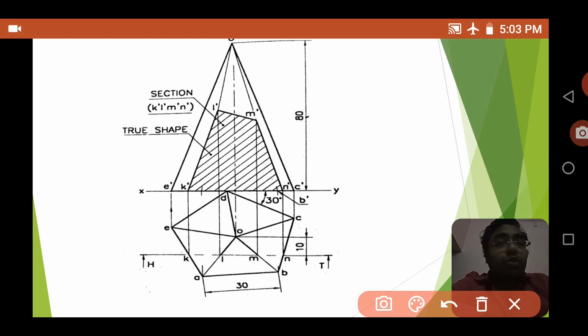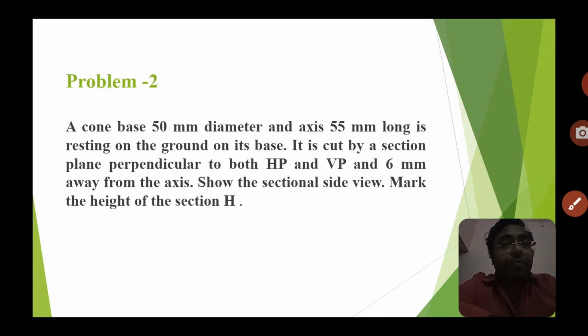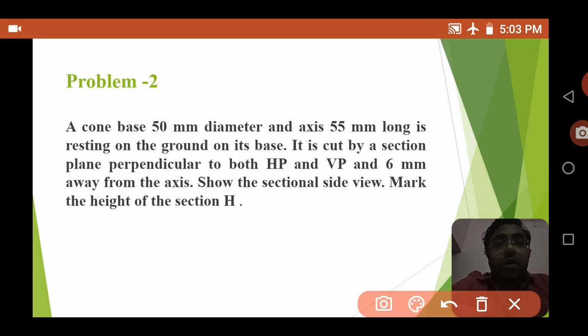Now we are going to the second problem. In the second problem you can see there is a cone with a base of 50 mm diameter and an axis 55 mm long, resting on the ground on its base. It is cut by a section plane perpendicular to both HP and VP and 6 mm away from the axis. Show the sectional side view and mark the height of the section H.